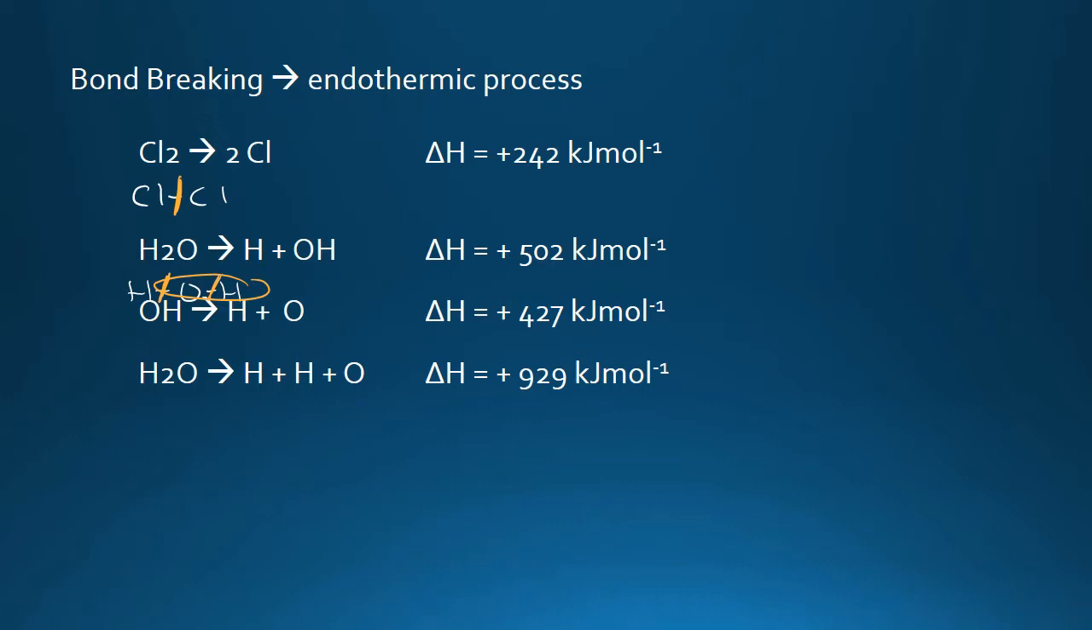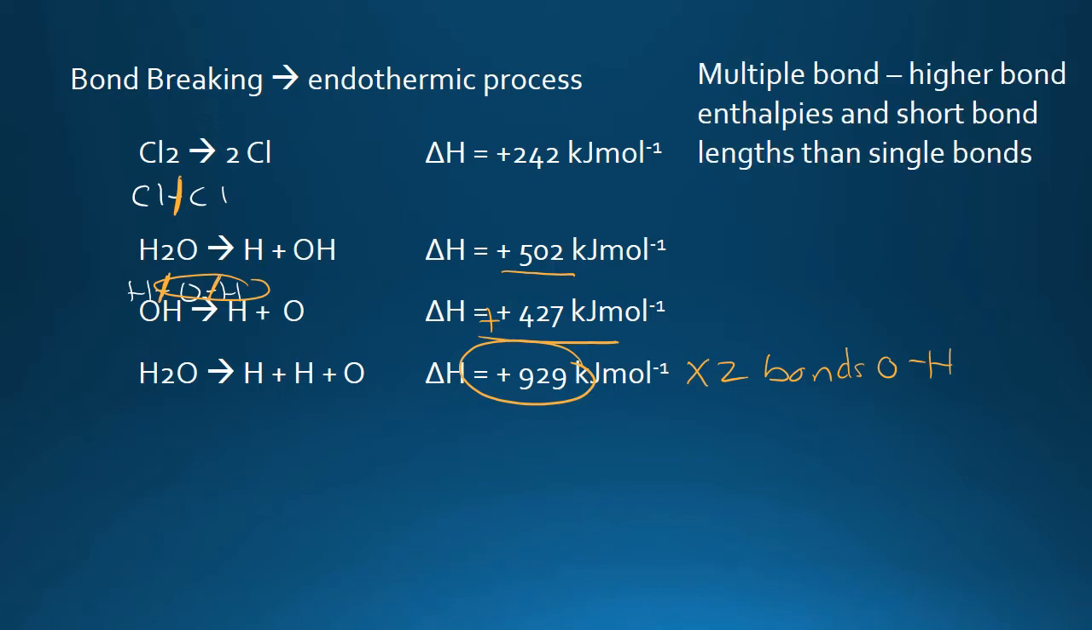Therefore, you would think that when you have water, and water has 2 bonds with 2 H's attached to 1 O, we would take 502 plus 427, and we would get our grand total of positive 929. But that is for 2 bonds of the OH. So how do we know how much energy on average it takes to get an OH bond broken? You would divide that by 2, and then you would get 464.5 kilojoules per mole. And that is how the average essentially works.